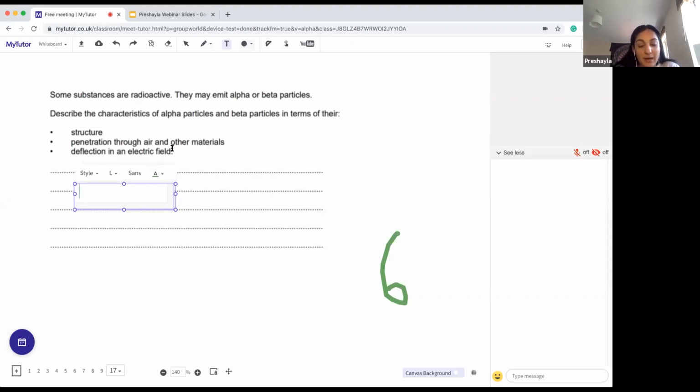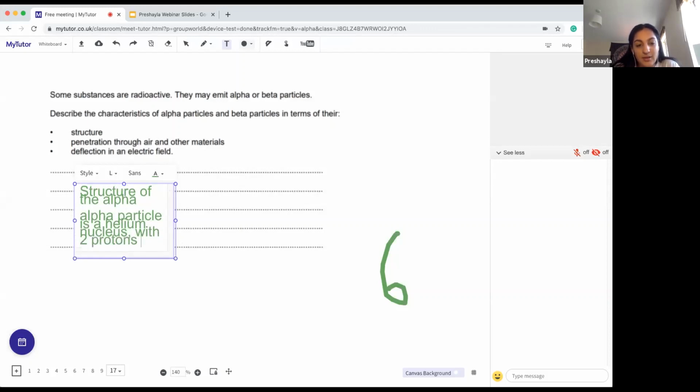But you need to talk about the structure of the alpha particle. And what you would say here is that the alpha particle is a helium nucleus with 2 protons and 2 neutrons. The structure of beta is simply an electron. And that's what you would be saying to get your first 2 marks. The second 2 marks come from talking about the penetration through air.